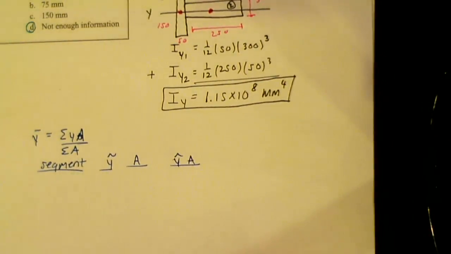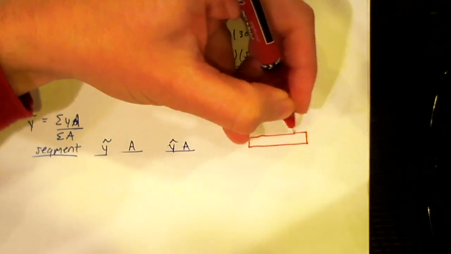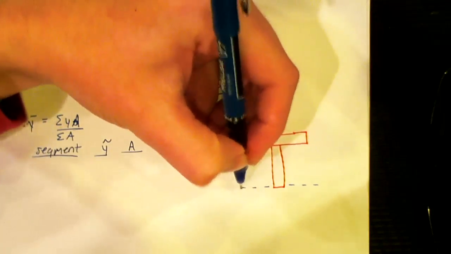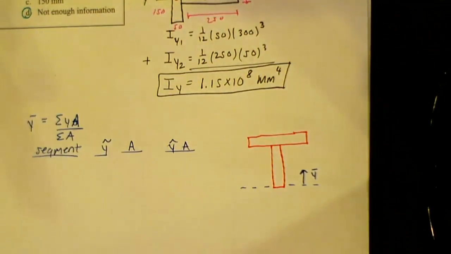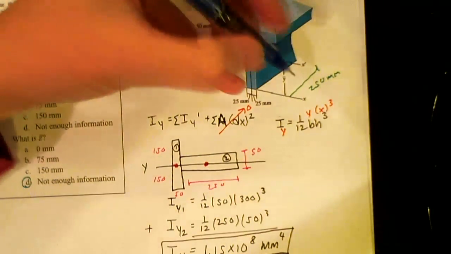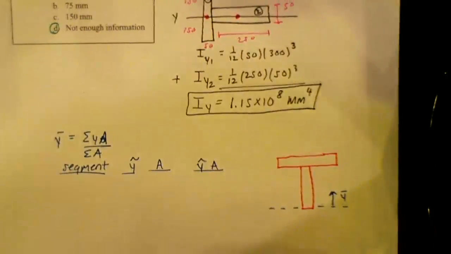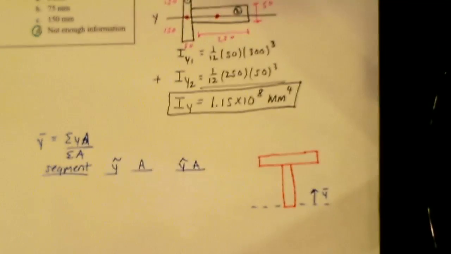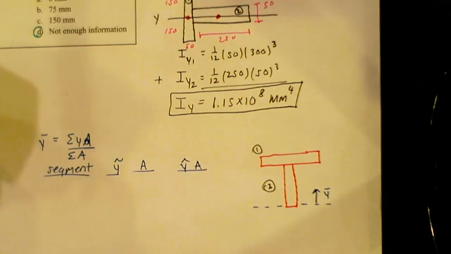Just to redraw this figure, since I don't have much space here, I have that and that. I'm measuring my y tilde up from the x-axis, or my y bar upwards, because that's how they draw it here. Notice that they draw this line right there. That's the value they're looking for. Anyway, this is figure 1, that's figure 2.